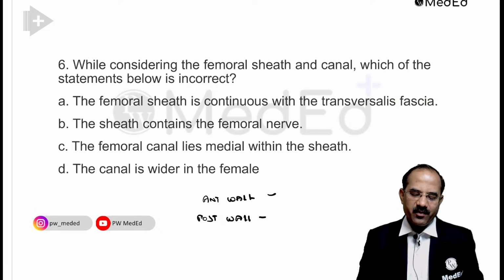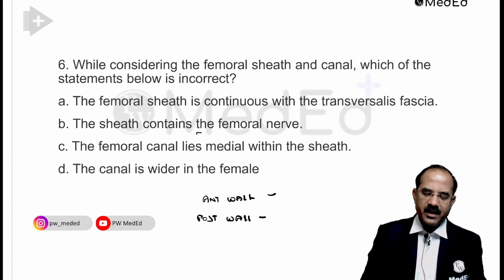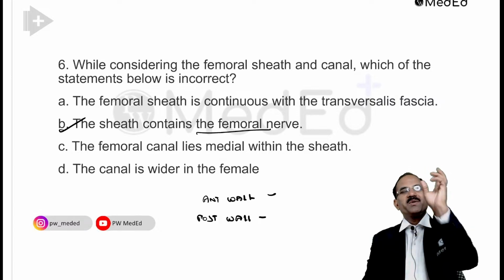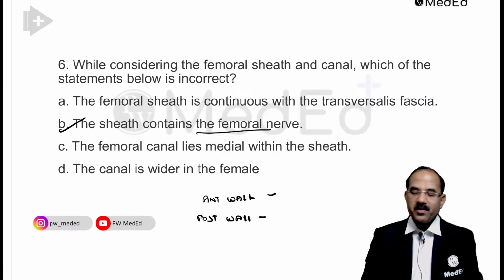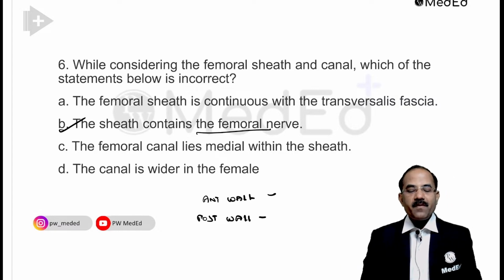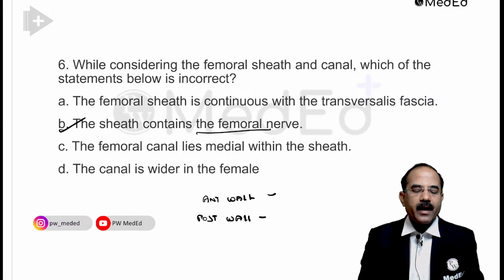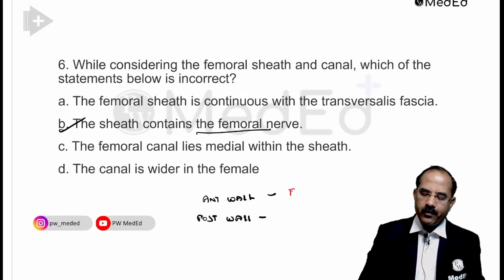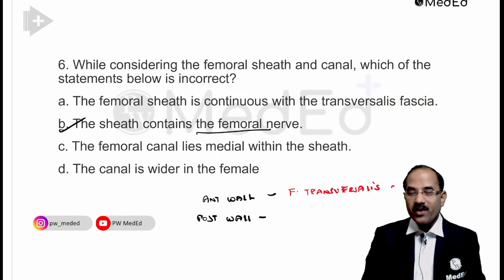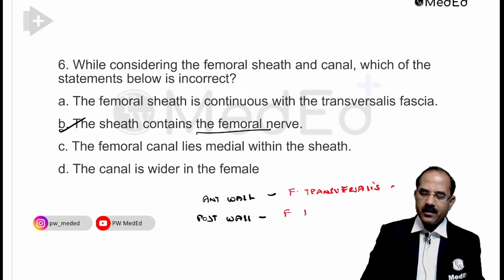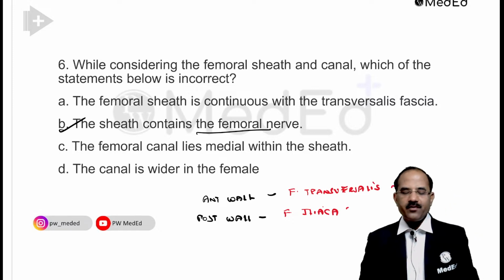Yes, what are you saying? Following statement is incorrect: the femoral sheath contains femoral nerve. Very good, very good. You got that right. Yes. So बच्चों बोलो, anterior wall of femoral sheath is formed by what? Which fascia? Anterior wall of femoral sheath is formed by fascia transversalis. Fascia transversalis, correct? And the posterior wall of femoral sheath is formed by fascia iliaca.